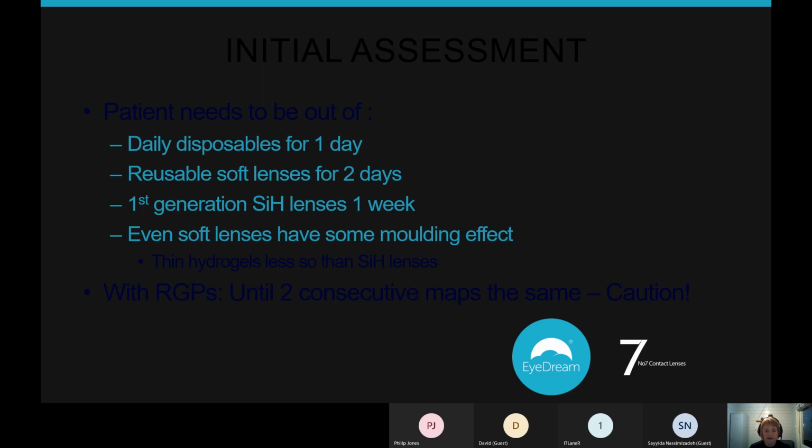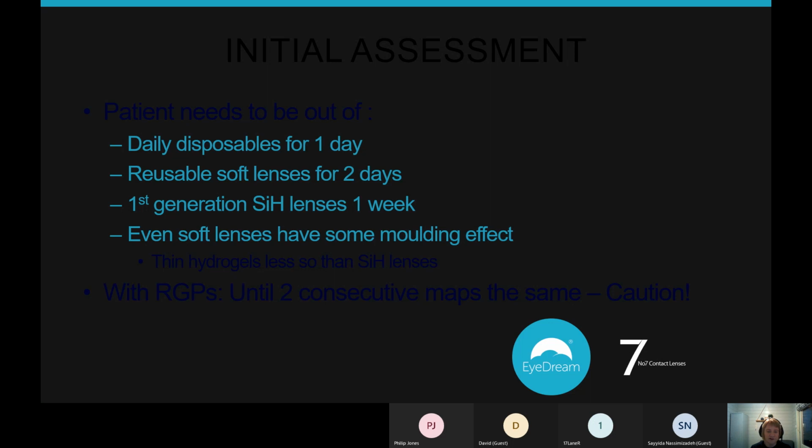In thin daily disposables, it's going to be really minimal. You could probably just say to the patient, don't wear the lenses for the day of the appointment, and you're really not going to see any effect from that lens. In fact, for something thin like One Day Acuvue Moist, for most patients, you wouldn't notice it even if they just took it out immediately before the topography. But as a lens becomes stiffer, it's more likely to have an effect on the corneal topography. So for any reusable soft lens, including the modern silicone hydrogels, I would say the patient needs to be out of those for a couple of days before they come into the appointment.